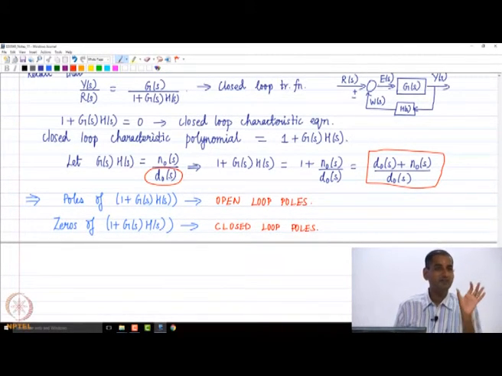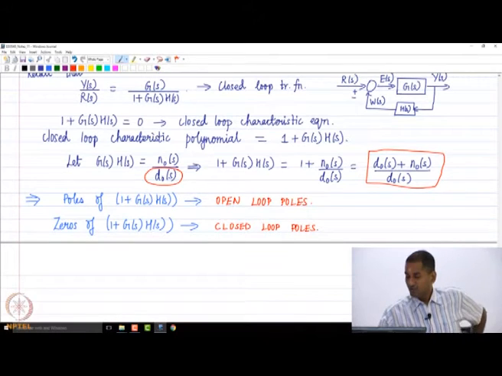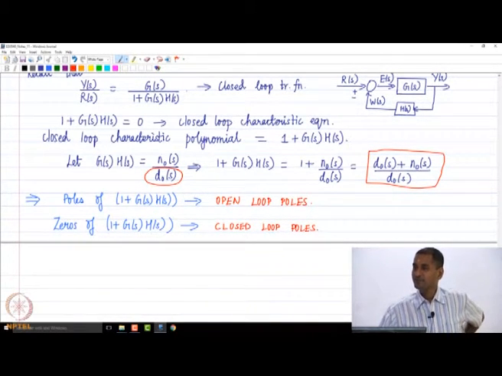I am considering the polynomial 1 plus G(s)H(s), which is a ratio of two polynomials. It so happens that the denominator polynomial of 1 plus G(s)H(s) is the same as the denominator polynomial of the open loop transfer function. So, the poles of 1 plus G(s)H(s) are nothing but the open loop poles. The zeros of 1 plus G(s)H(s) are the closed loop poles.